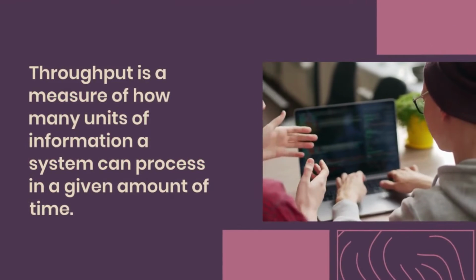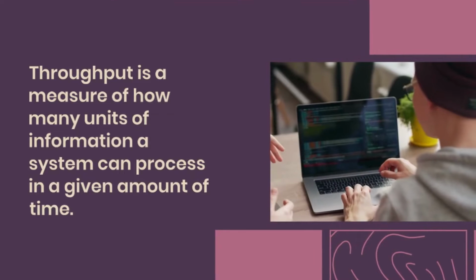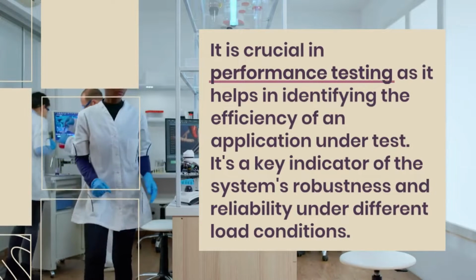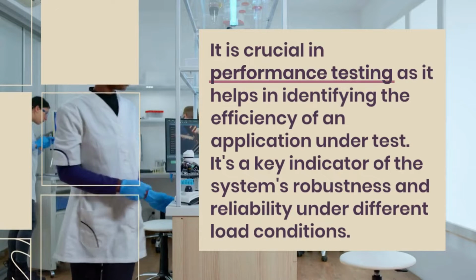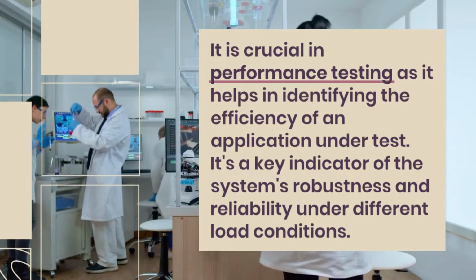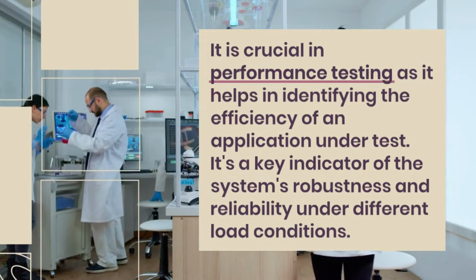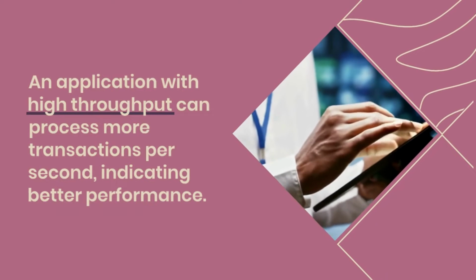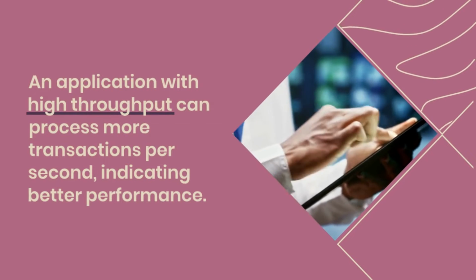Throughput is a measure of how many units of information a system can process in a given amount of time. It is crucial in performance testing as it helps in identifying the efficiency of an application under test. It's a key indicator of the system's robustness and reliability under different load conditions. An application with high throughput can process more transactions per second, indicating better performance.